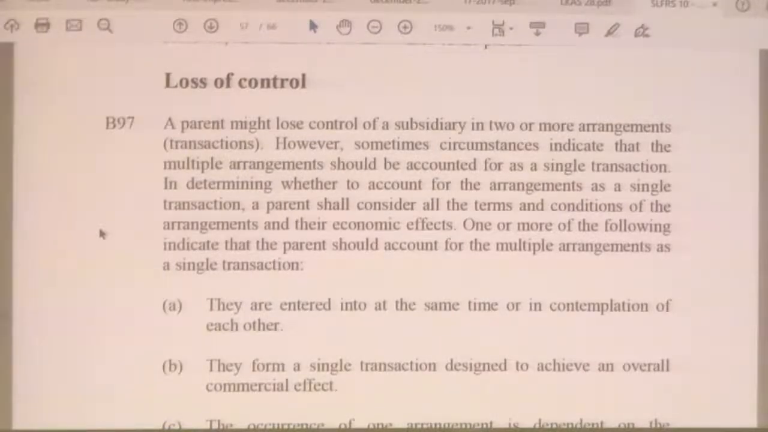In determining whether to account for arrangements as a single transaction, a parent shall consider all the terms and conditions of the arrangements and their economic effects. One or more of the following indicate that the parent should account for multiple arrangements as a single transaction. You can read it for yourself, right? B97.